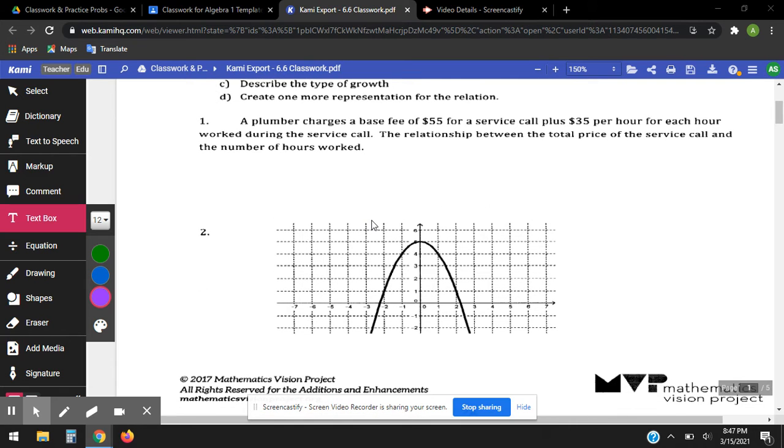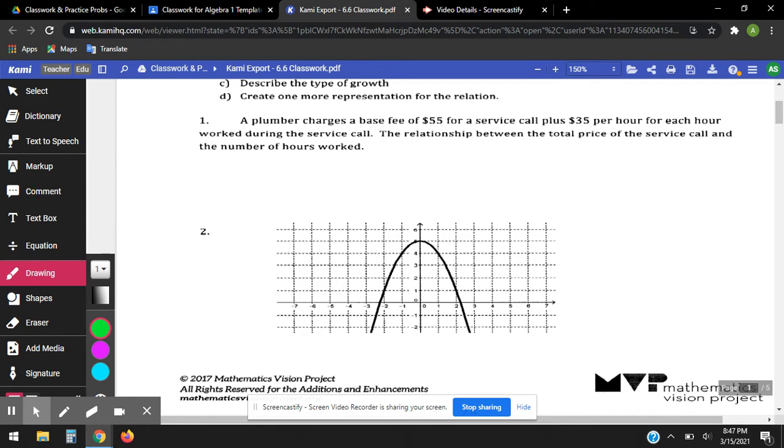So our first one, the plumber charges a base fee of $55 for a service call. Go ahead and mark some information here. $55 for a service call plus $35 per hour for each hour. This is the relationship between the total price of the service call and the number of hours worked. Well, this one, let's type so we can read it easier.